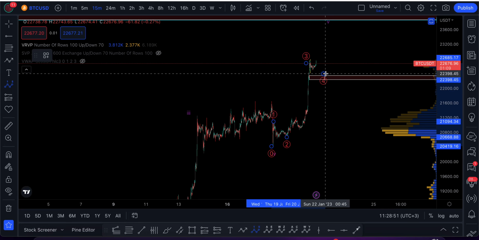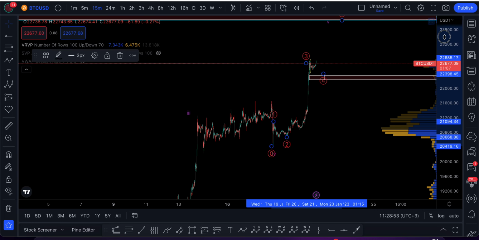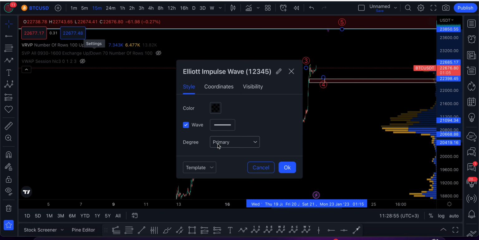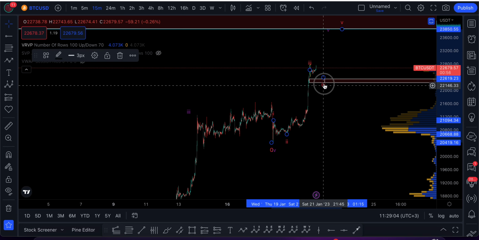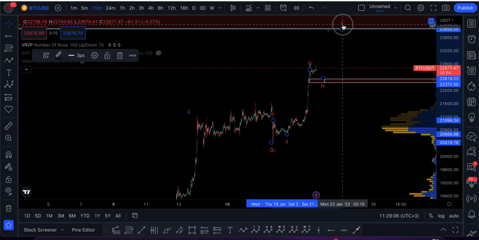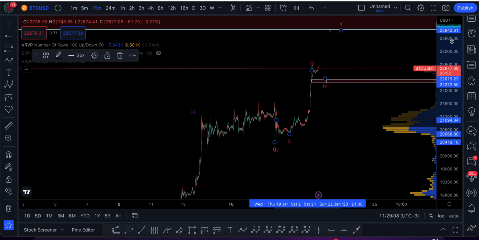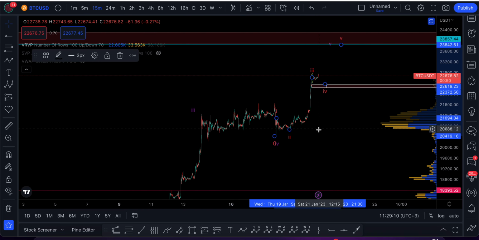So we might be in wave 4, and we still have. Let me make that a sub-minute and let's see. 4. Okay, so we are in wave 4 of the 5th wave, right? And our 5th wave might end around this area.